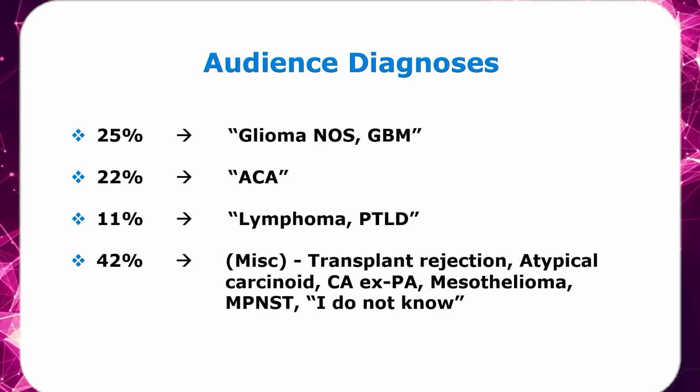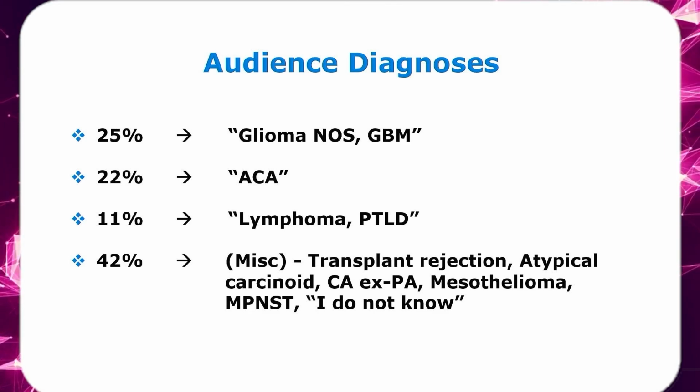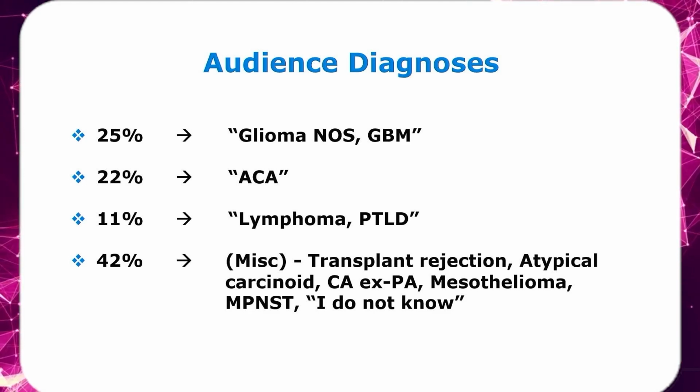25% said glioma, NOS, or GBM. 22% called it adenocarcinoma. 11% still called it lymphoma or PTLD, even with GFAP positivity. And 42% had miscellaneous diagnoses: transplant rejection, atypical carcinoid, carcinoma X, pleomorphic adenoma, mesothelioma, MPNST, and I do not have any diagnosis.